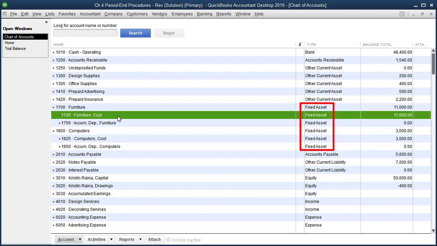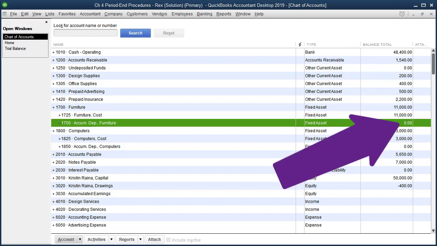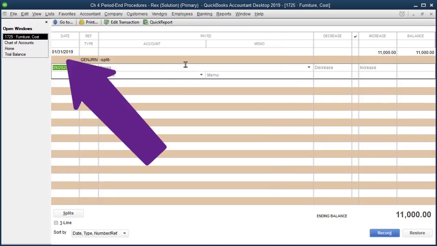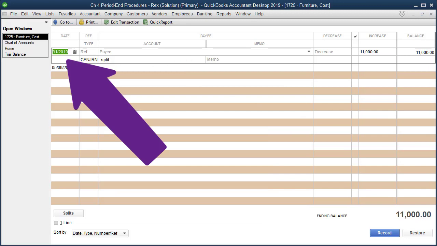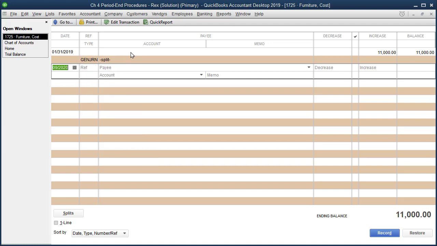So I'm going to double click on the furniture cost account. Notice that the balance is $11,000. And down here, accumulated depreciation on the furniture is 0, meaning we've not recorded any depreciation on the furniture yet. So again, I'm going to double click on the furniture cost account. And it looks like we bought it on January 31st. And since it's now the end of February, that was a month ago.